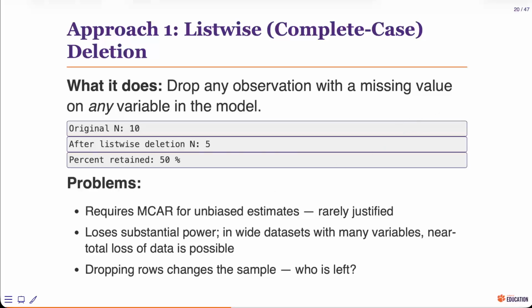The problem is that to use listwise deletion, you have to assume missing completely at random for unbiased estimates. And this is a rarely justified assumption. Furthermore, you lose substantial power, particularly in wide data sets with many variables, right? Because the more variables you have, the more likely it is one or more are missing. And you may end up having a situation where everybody has at least a little bit of missing data. So listwise deletion leaves you with no data. Not a good idea.